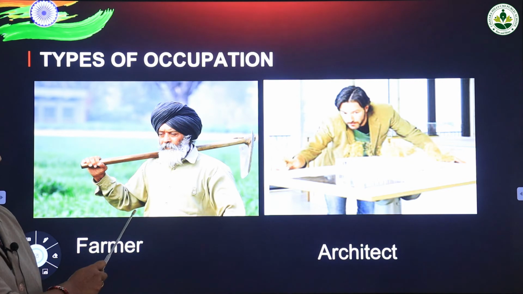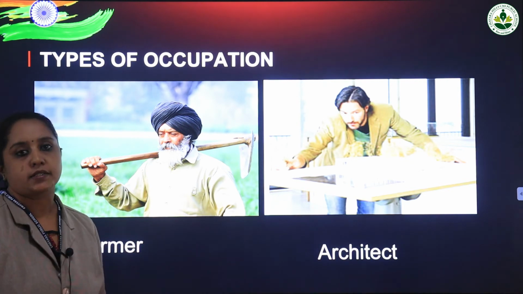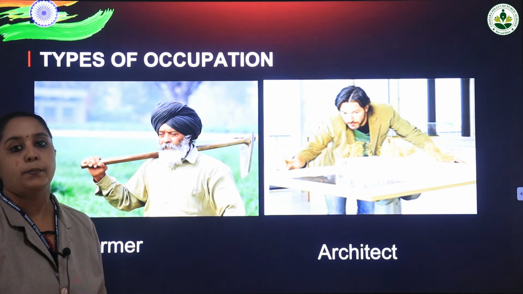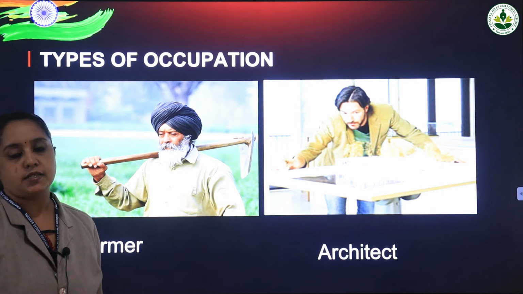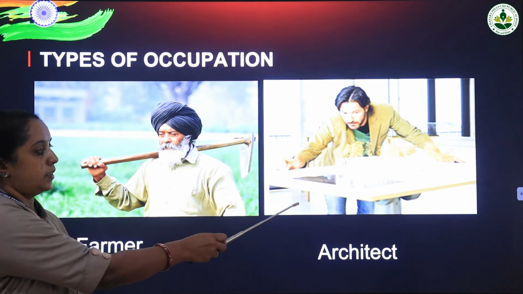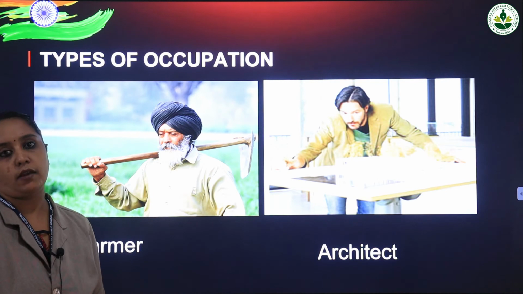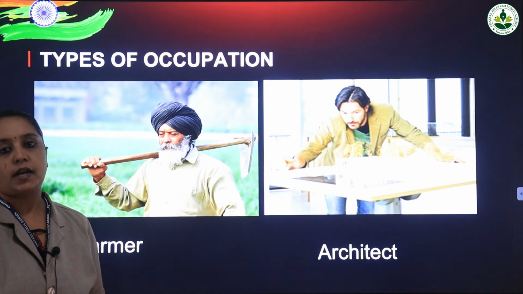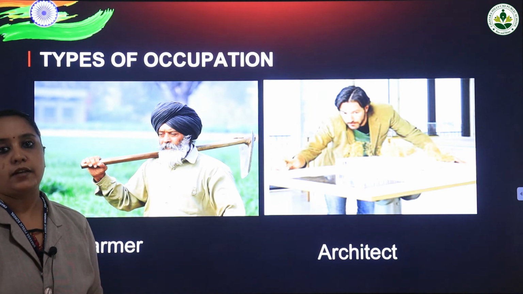So here is the farmer and here comes an architect. Who is an architect? An architect designs buildings. So whatever buildings, schools, colleges, hospitals, all these buildings are designed by architects. So here you can see him working. Now what about a farmer? A farmer cultivates fruits and vegetables and all things that we need. So he works in a farm.